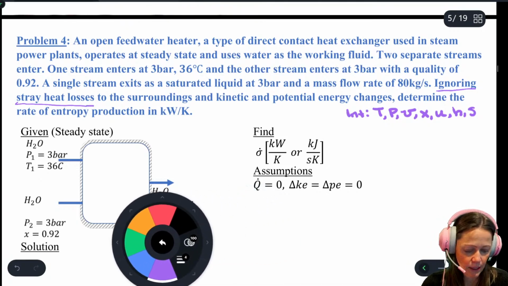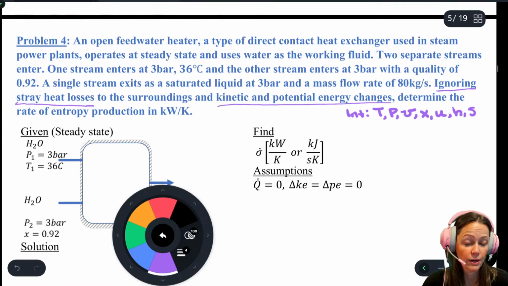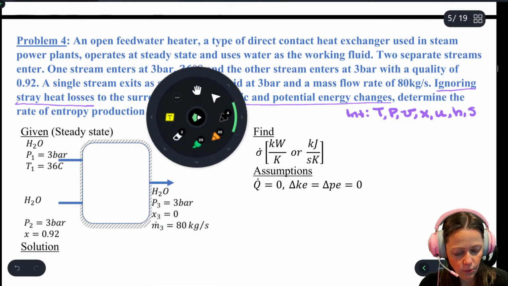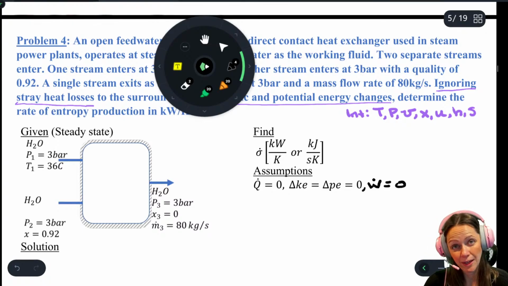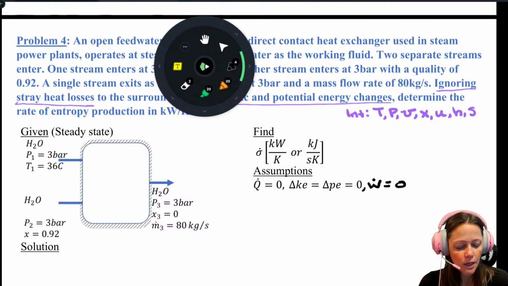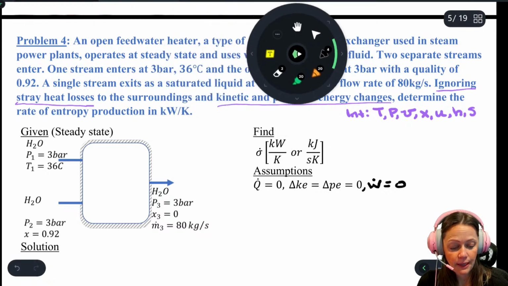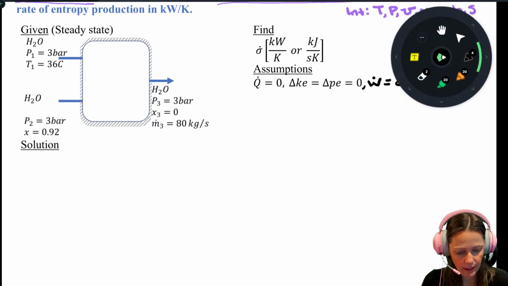So you can see in my assumptions, I've got Q dot equal to 0, and then potential and kinetic energy changes can be ignored. I've got those in there, but there's actually one more that I can ignore. That's my W dot. So go ahead and throw him in there because that might come into play, but I don't know. We'll see. So since I'm asked to find sigma dot, let's go ahead and apply our entropy balance and see what that gets us.